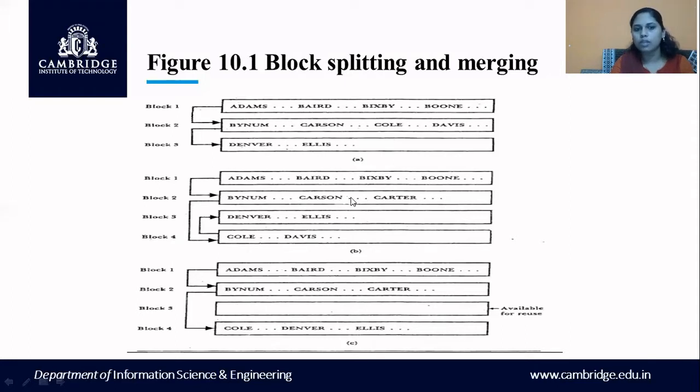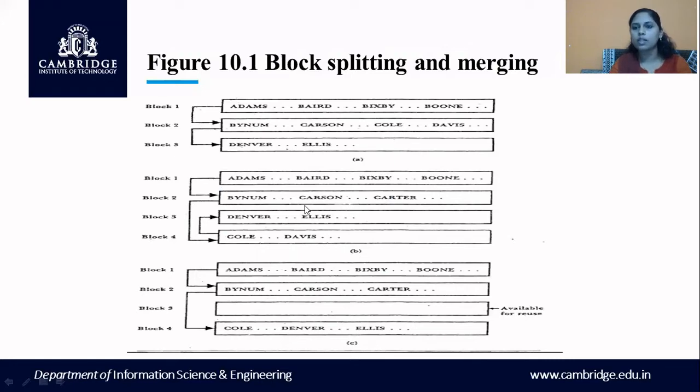Now what you should observe here is the linking. All the blocks are linked to each other. Block 1 is linked to block 2. Earlier, block 2 was linked to block 3. But now we have split block 2 into another block called block 4. So we have linked block 2 and block 4, and block 4 is linked to block 3. This is called block splitting.